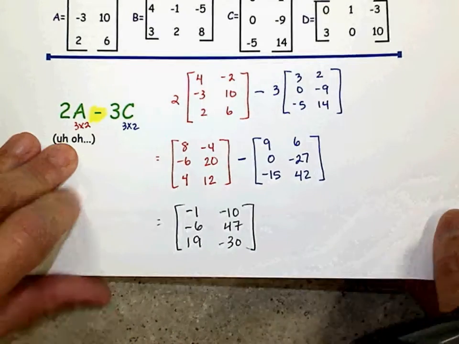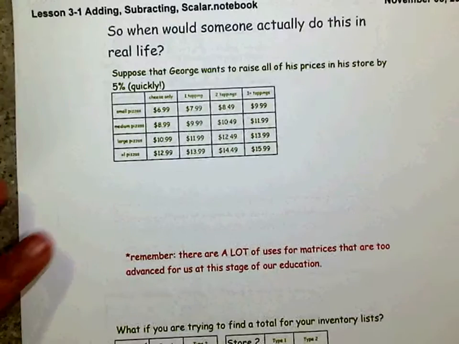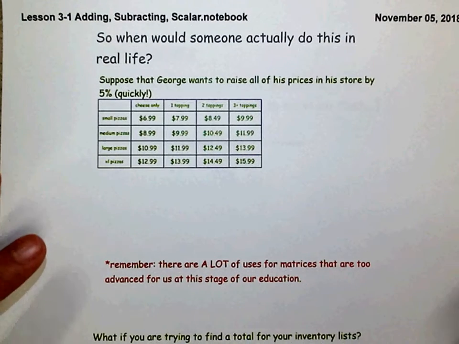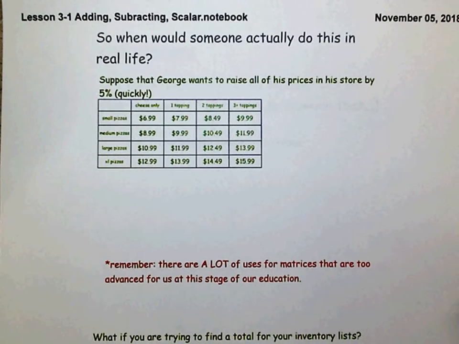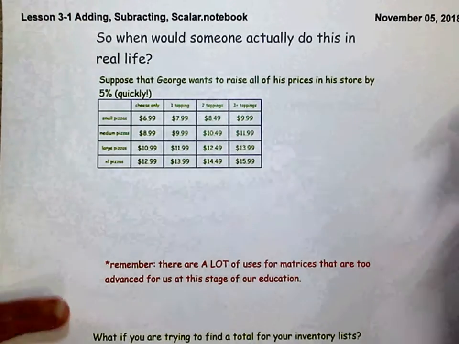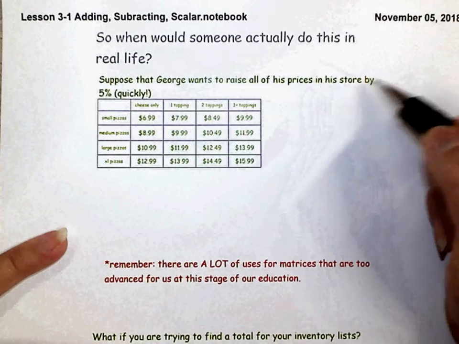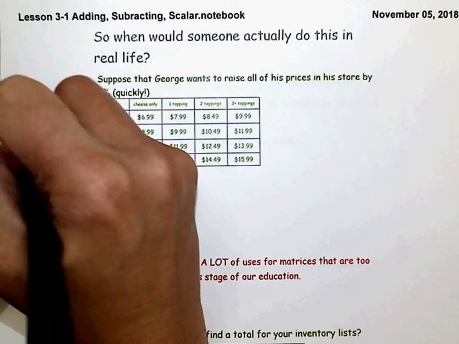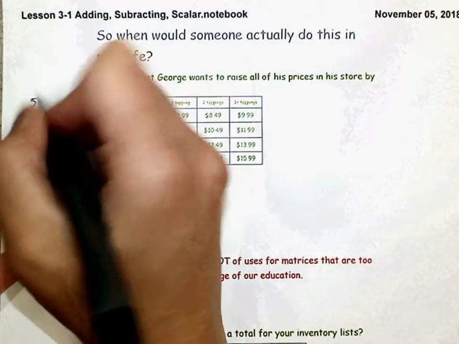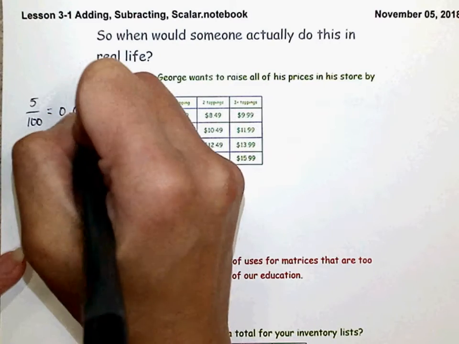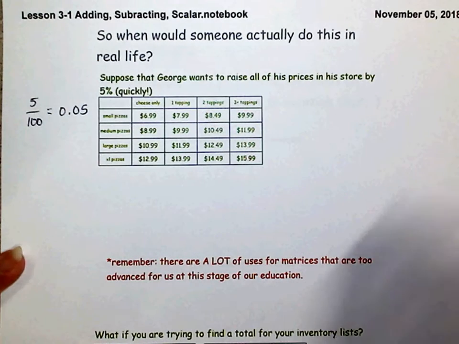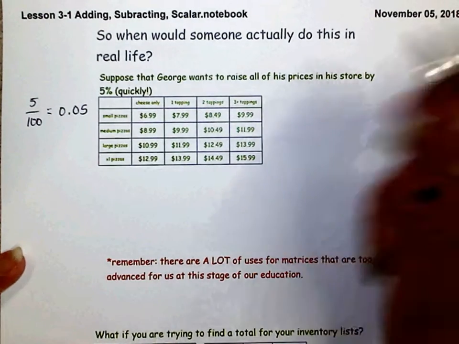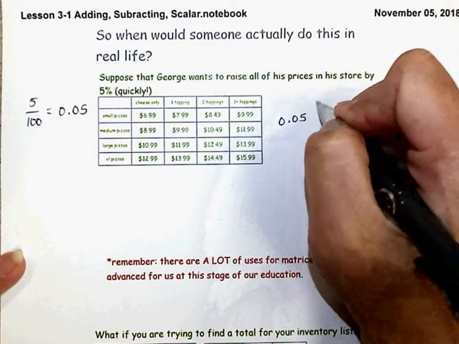All right. So when would someone actually do this in real life? Well, let's take a look. Suppose that George wants to raise all of his prices in his store by 5% quickly. Keep in mind, 5 is out of 100, so that makes it 0.05. Keep that in mind. How would he go about doing all this? Well, he would raise it by multiplying all of that times 0.05.